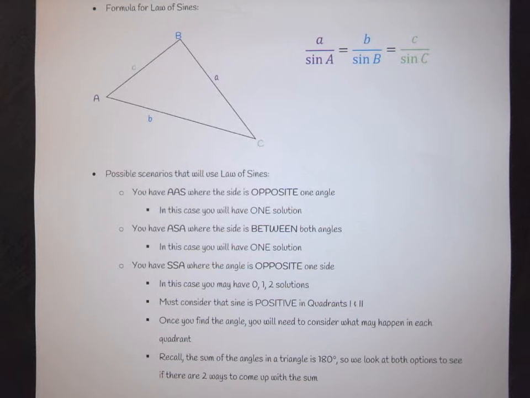So the way it works is once you find the angle, you have to determine if there's going to be another angle that will work. We have to remember that the sum of your angles has to equal 180 degrees, which means the sum of any two angles must be less than 180 degrees.